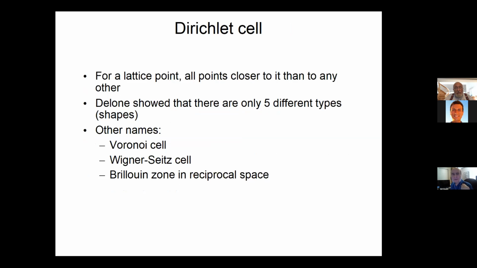The Dirichlet cell chooses a lattice point, and it's all the points closer to that than to any other lattice point. Delaunay showed that there are only 5 different shapes, things like cube, truncated octahedron, things like that. And this cell has other names. It's also called the Voronoi cell, the Wigner-Seitz cell by material scientists oftentimes, and it's the Brillouin zone in reciprocal space.